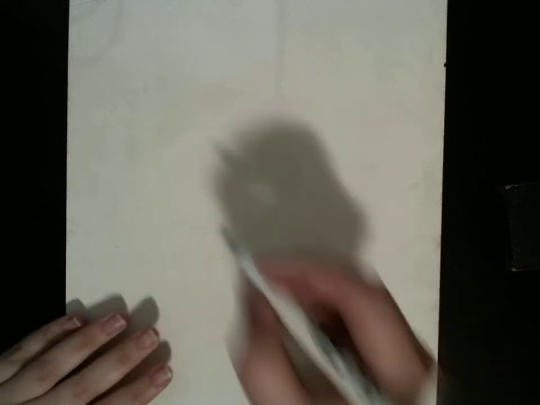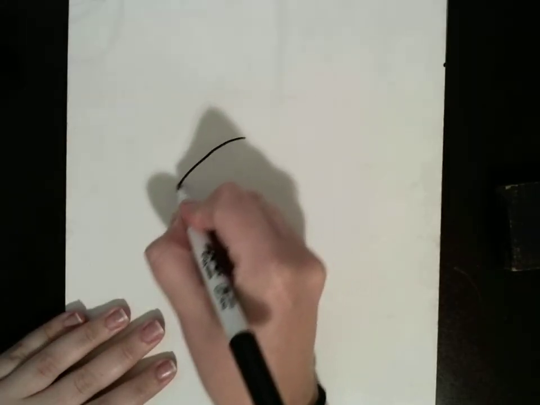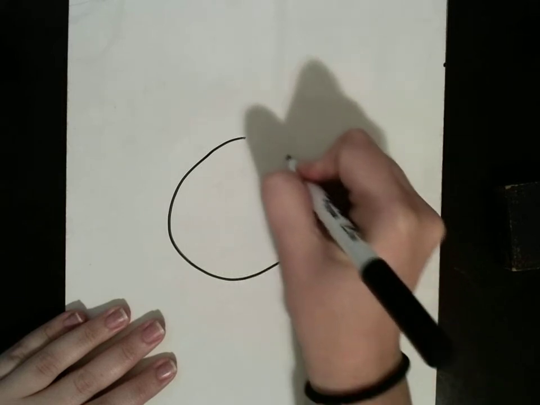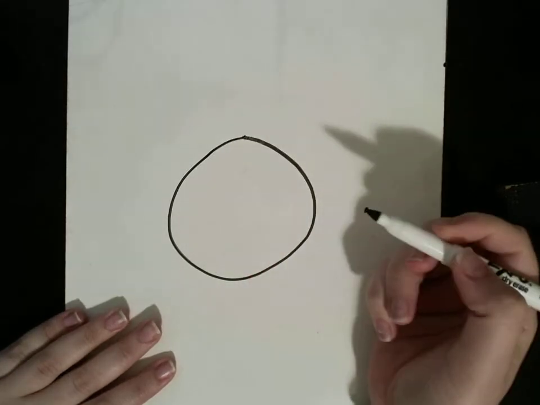So the first type of fraction we're going to talk about is an area or region model. And before I draw any pictures, I need to tell you that a fraction is equal parts of a whole. So in order for something to be a fraction, it has to be divided into equal parts. So let's look at a couple of examples.